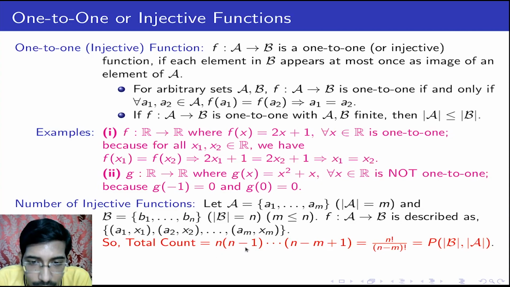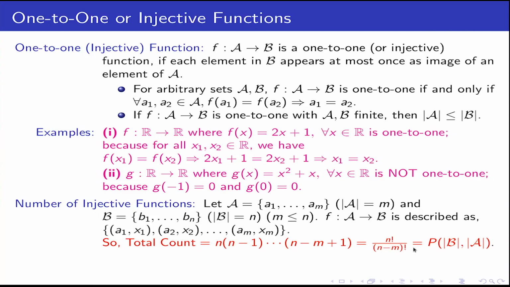So the total count is n times (n minus 1) up to (n minus m plus 1), which is a popular number because this is a permutation of m elements from n elements. So this is n factorial divided by (n minus m) factorial, which is the permutation of the cardinality of B, cardinality of A, nPm.